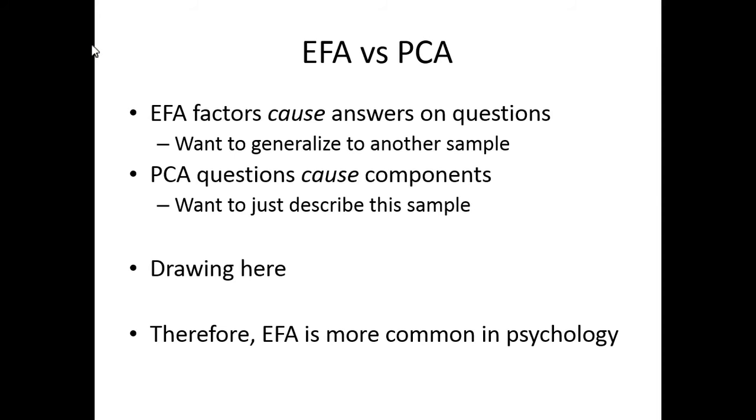So EFA, we think the latent variables cause the answers, the output. Most people don't totally talk about it that way because you can't really do cause and effect, because really this isn't measured. But it's this thought that like this underlying thing in you causes the output that we see. Okay. And that's generally when we're trying to generalize to another sample. We want to use this scale to measure across multiple things.